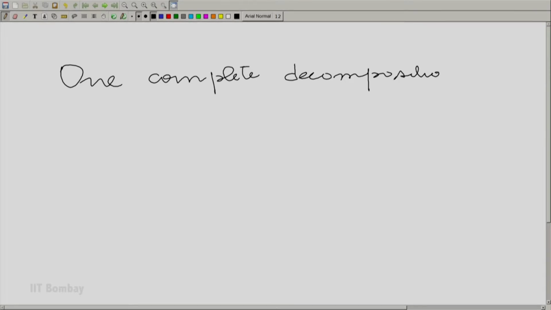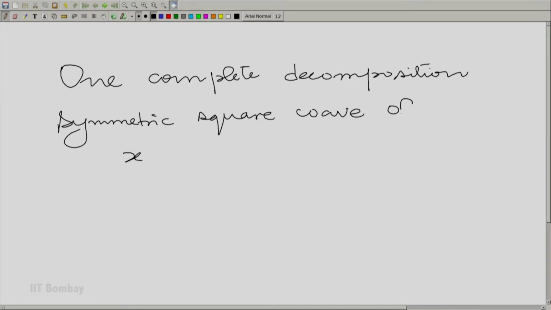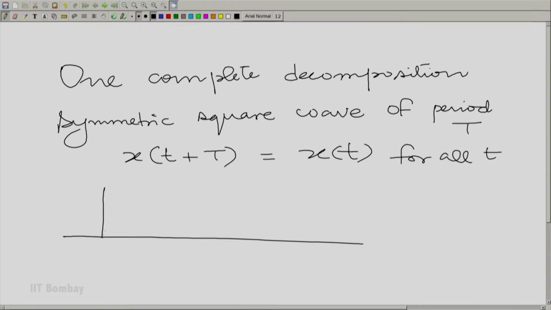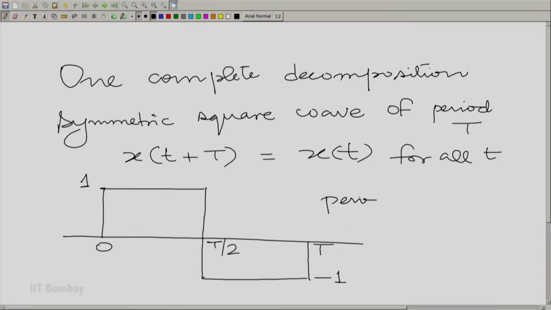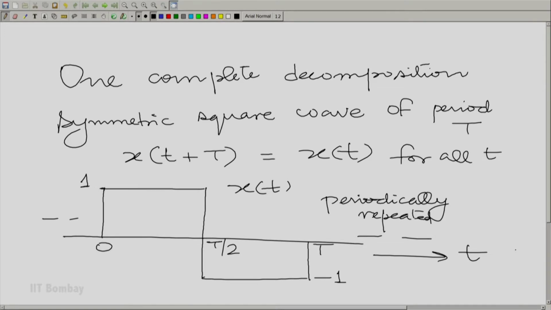One full decomposition. We had a symmetric square wave of period T. So, of course, you say that by writing x(t + T) = x(t) for all t, and we will show x(t) in one period. It is 1 for the first half period and minus 1 for the second half period, and then periodically repeat it. This is how x(t) looks.